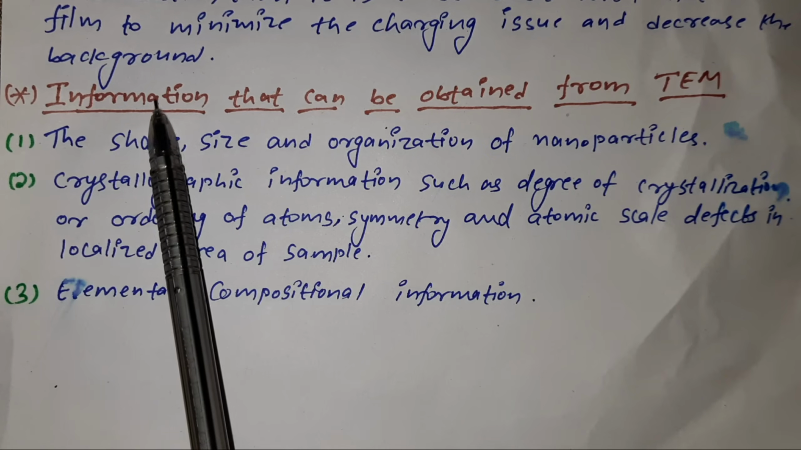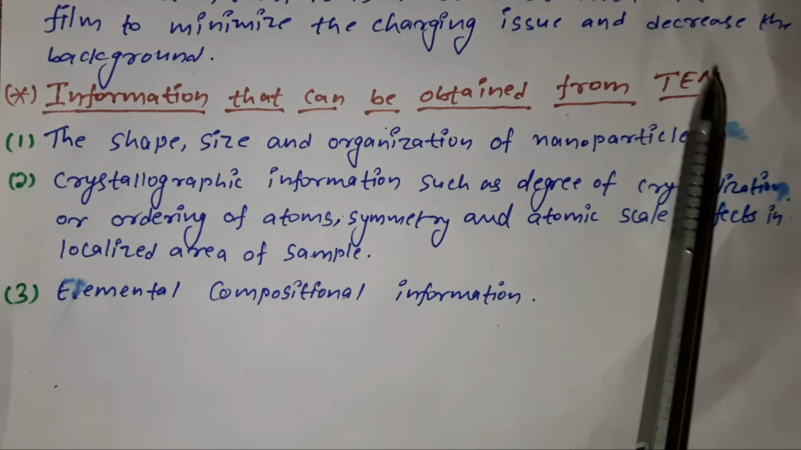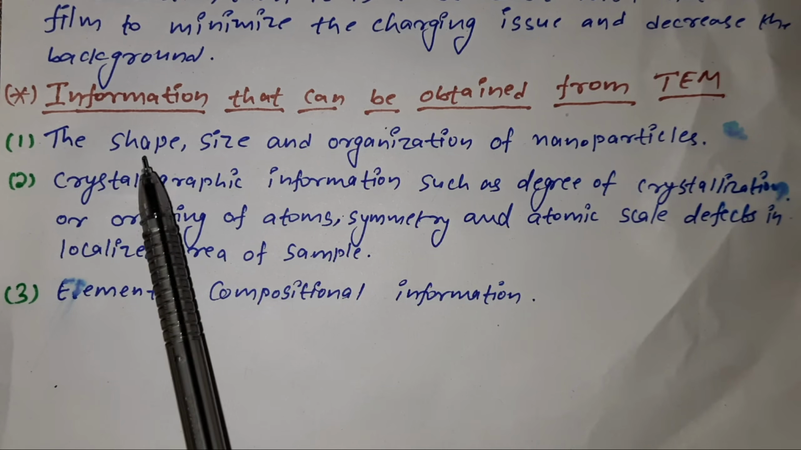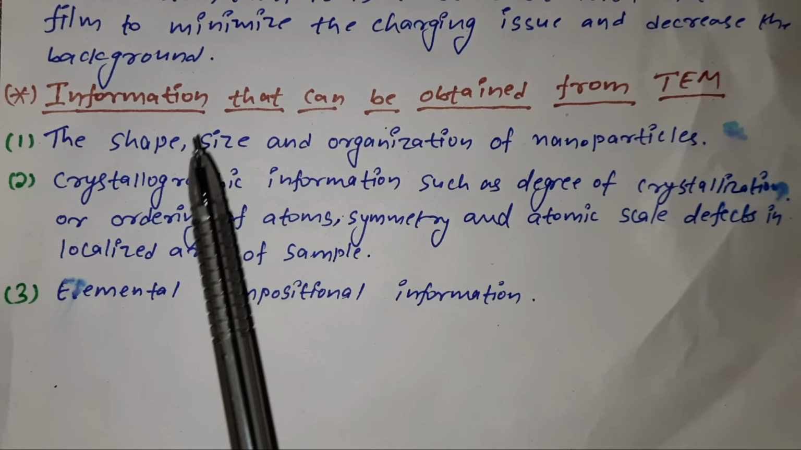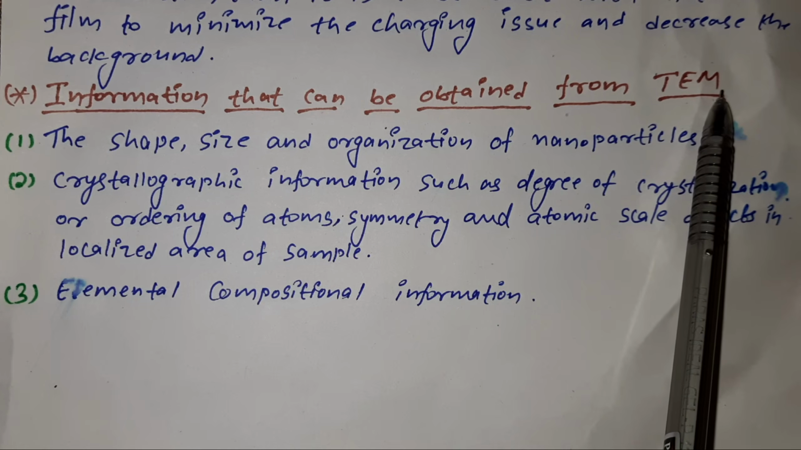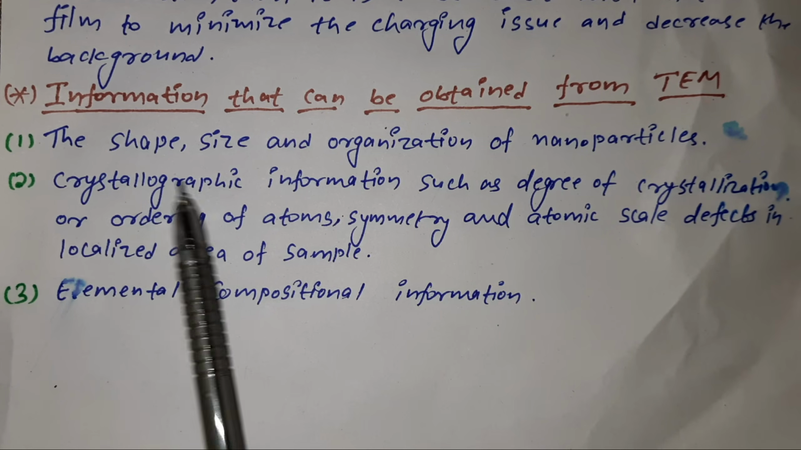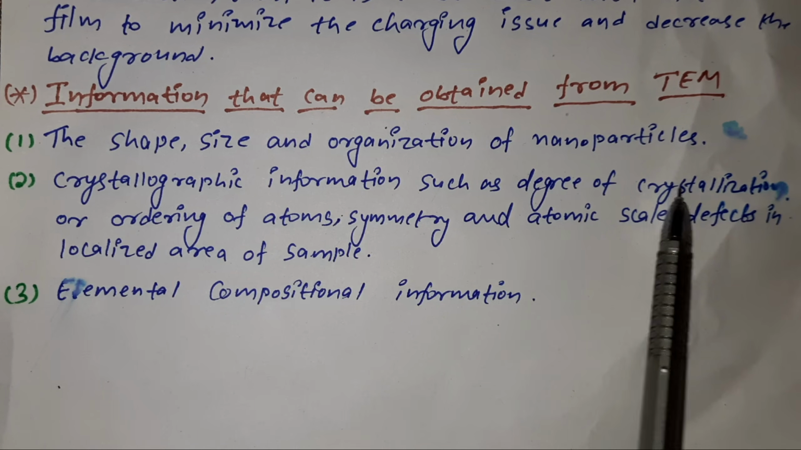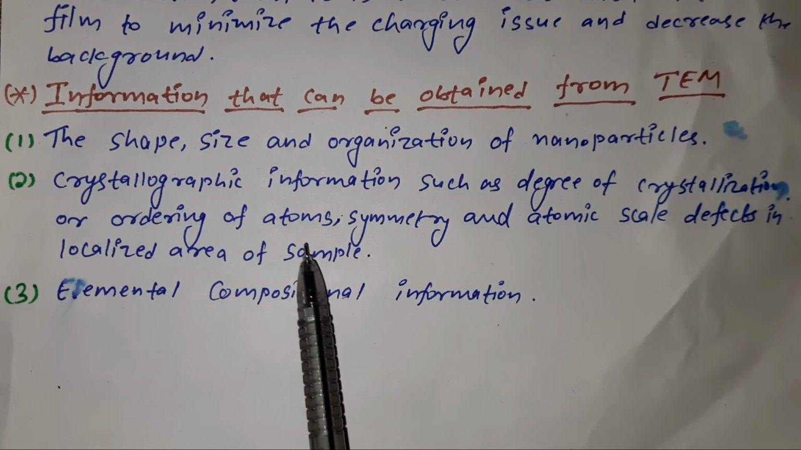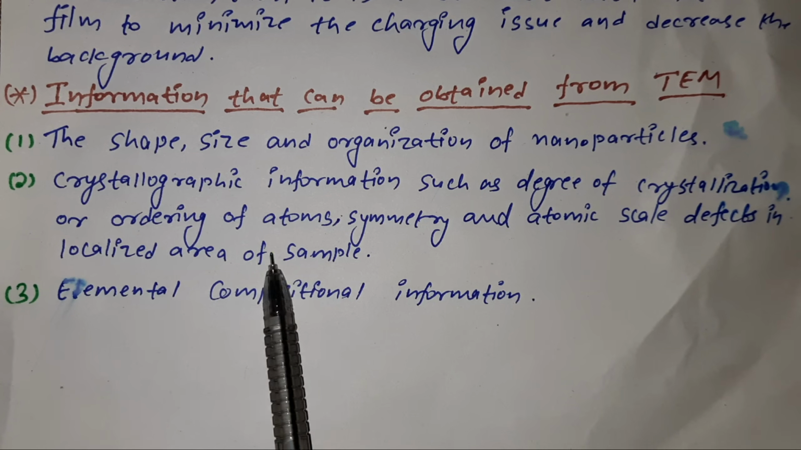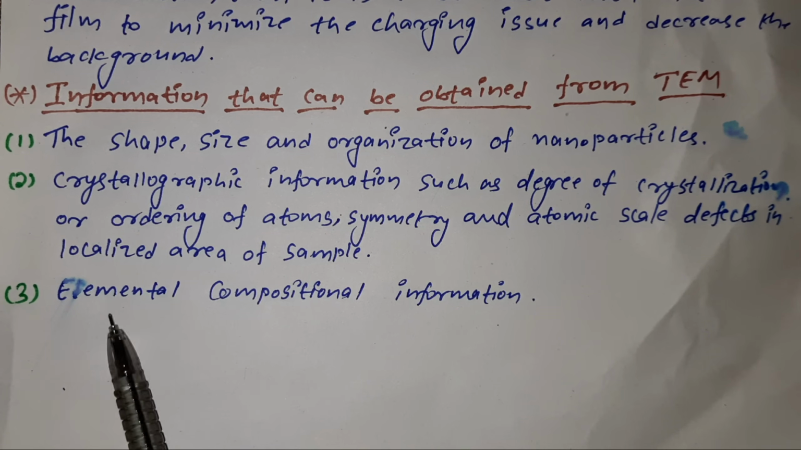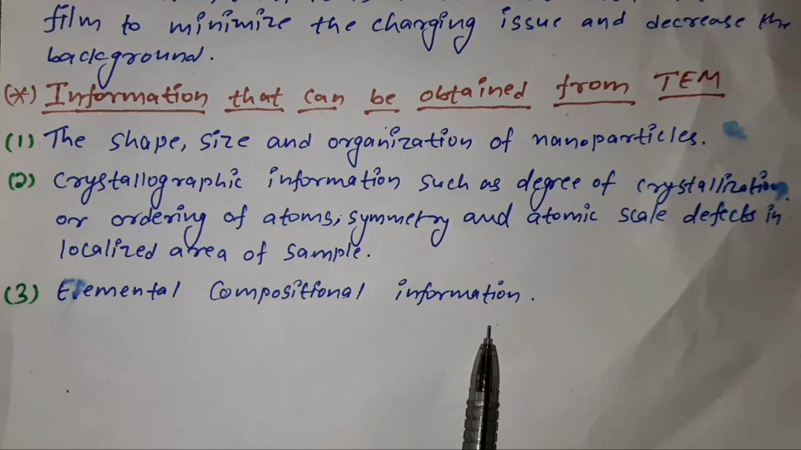Now let's see the information that can be obtained from TEM. The first information is the shape, size and organization of nanomaterials. They can be obtained from TEM. The second one is crystallographic information such as degree of crystallization or ordering of atoms, symmetry and atomic scale defects in a localized area of the sample. And the third one is elemental compositional information. So these are the pieces of information that can be obtained from TEM.